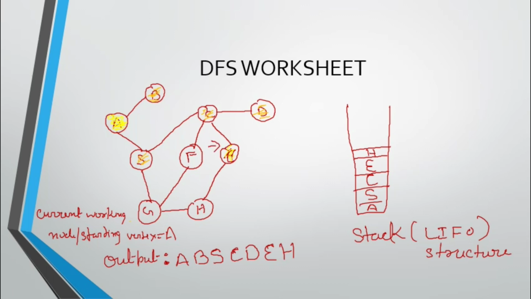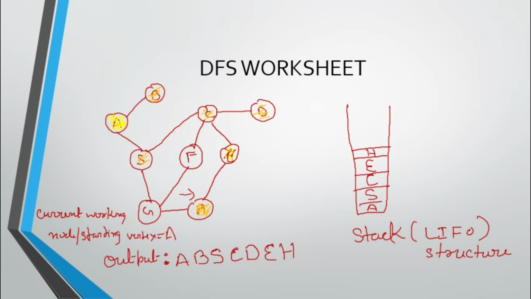Now from H again, C is over. E is visited, and now H is also visited. Okay, so when H is visited, make it the currently working node and remove the arrow from E.